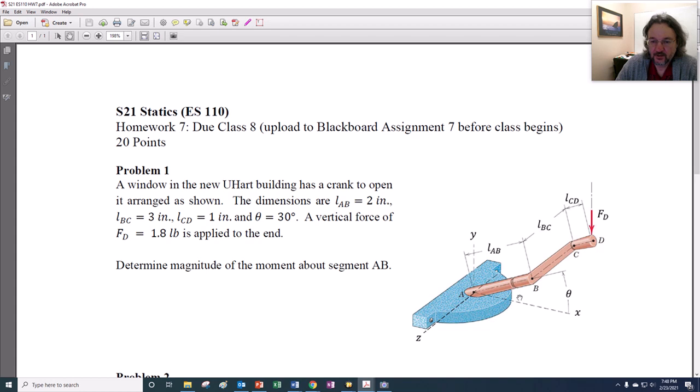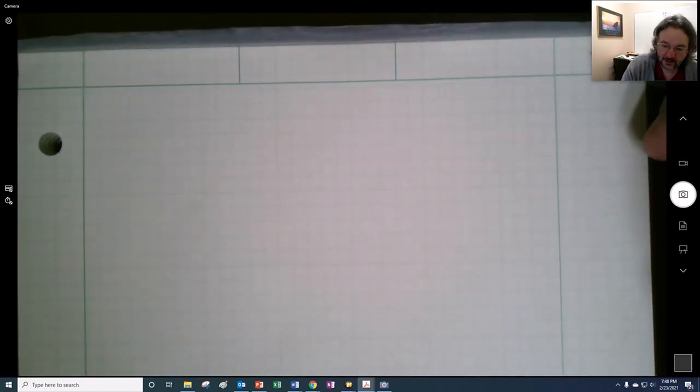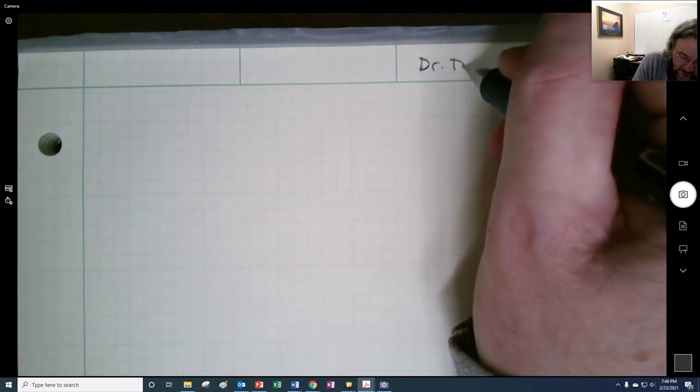It makes an angle right here at 30 degrees. The vertical force is 1.8 pounds, and it's applied right here. Determine the magnitude of the moment about segment AB. So here we go. We'll write out all this regular stuff.